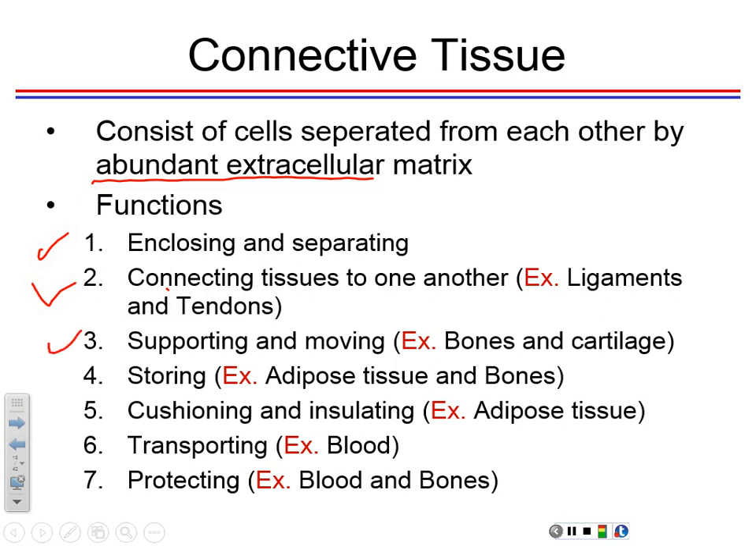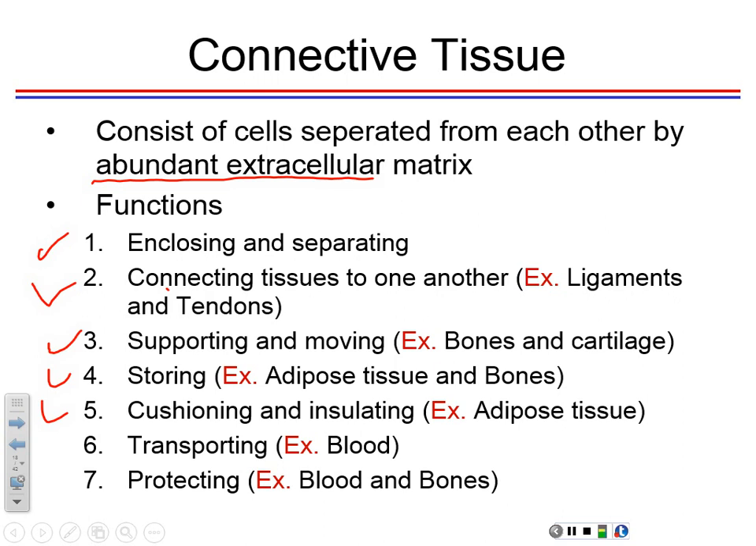Support: your skeleton supports you, and bones and cartilage as well in the joints. Storing: adipose tissue is actually fat, it's connective tissue, and stores a lot of energy. The bone also stores calcium and so forth. Cushioning: the adipose tissue is found in your orbits, and this was in your module as well, the places where you find adipose tissue, so around organs for protection and cushioning. Under your skin, subcutaneous tissue is fat, for insulation, so you don't lose heat.